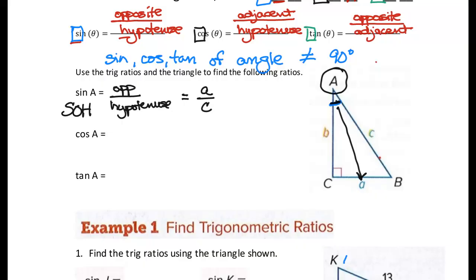Okay. All right. So cosine of A. Cosine, we use CAH. C-A-H. So the C is from the cosine, and we have to remember that we're looking at, in this case, the A for adjacent. So the adjacent side divided by the hypotenuse.